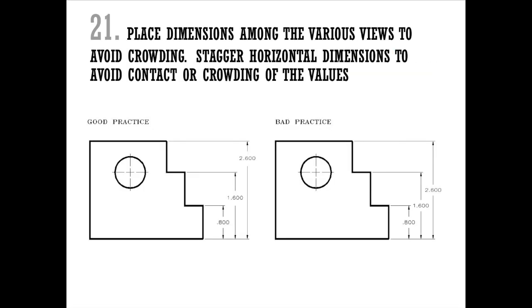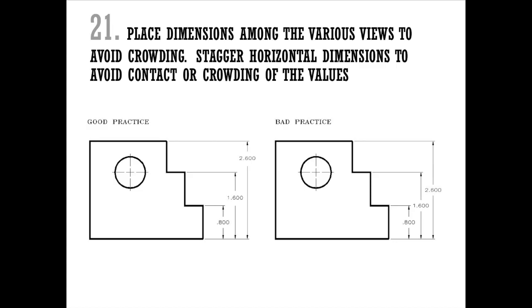Rule 21: place dimensions among the various views to avoid crowding. Stagger horizontal dimensions to avoid contact or crowding of the values. So if you're looking for the difference between these two examples, notice how the dimensions themselves have been pushed apart. This one is closer to the top arrow. This one's closer to the middle. This one is exactly in the middle. They don't always have to be perfectly centered within the dimension line itself. Stagger them so they're easier to read. Remember, this is all about clear communication. So those are our 21 rules.